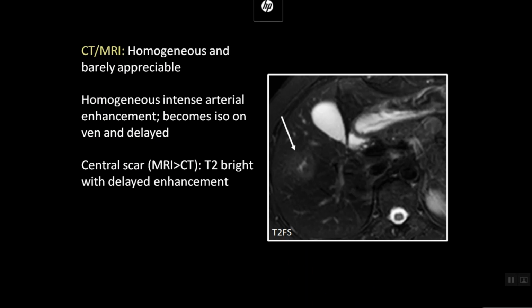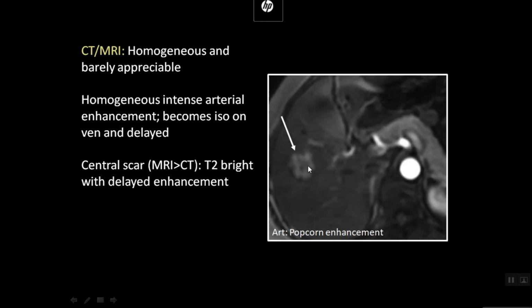So again, anything which is vascular is bright on T2, right? So if you do an MRI, the central scar will be bright on T2. Okay, so here's the lesion. The lesion, as I said, is generally iso. Here again, slightly hyper. This is the central scar, T2 bright. And the central scar will show delayed enhancement. So the rest of the lesion will enhance on the arterial. The central scar may show delayed enhancement.